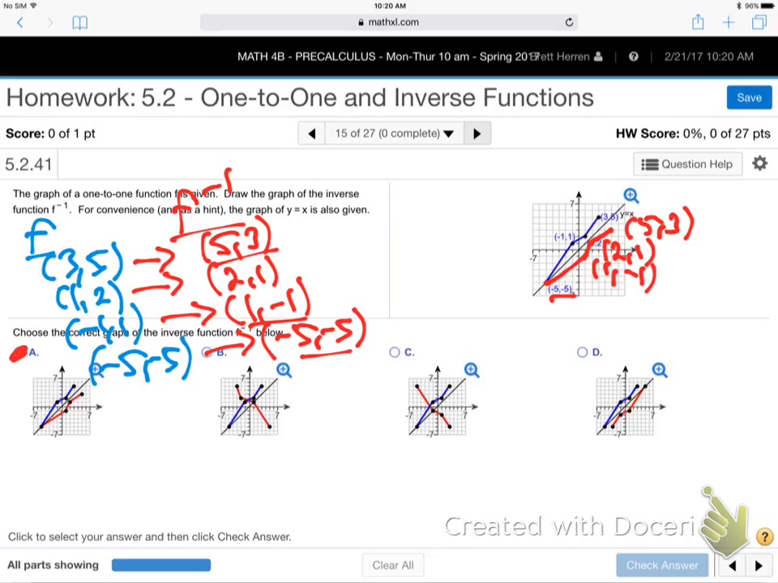And that's the truth for every inverse function. That's why they gave us that to help us out. Every inverse function is a reflection of the original function across the y equals x diagonal line. This is y equals x. Right? Why is that the case? Well, because what do you do when you make an inverse function? You switch x and y, right?